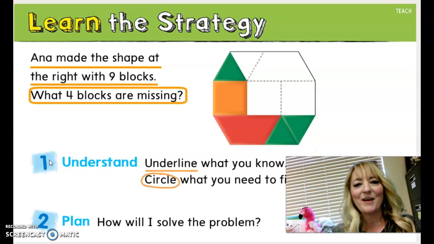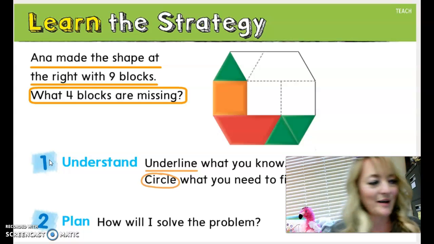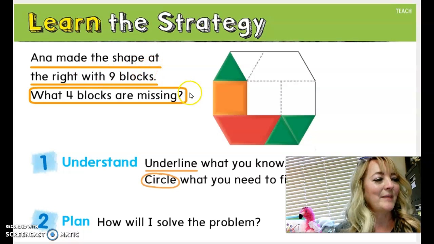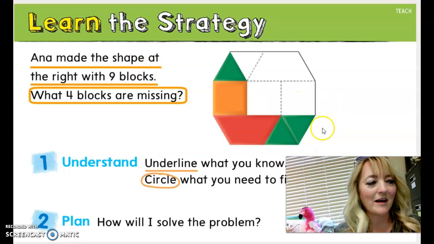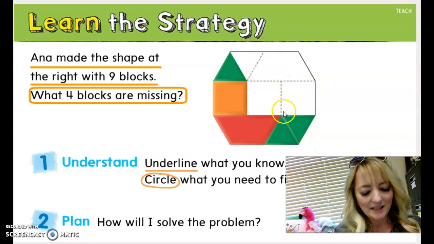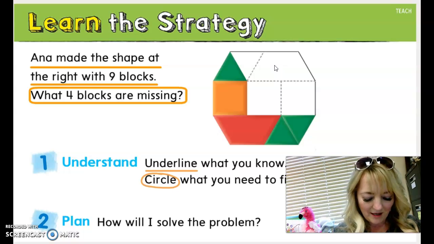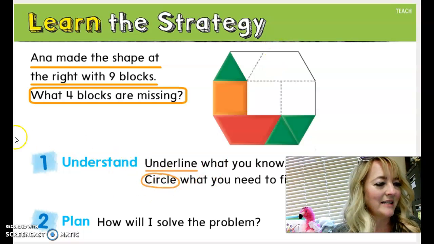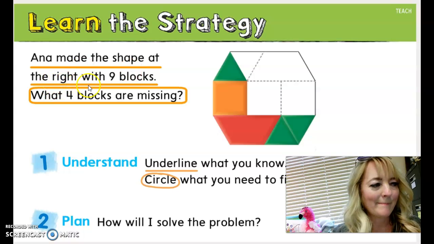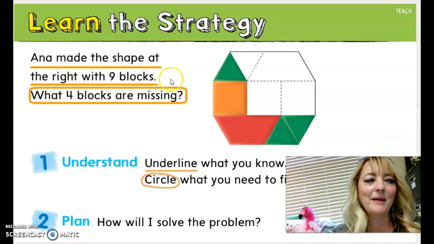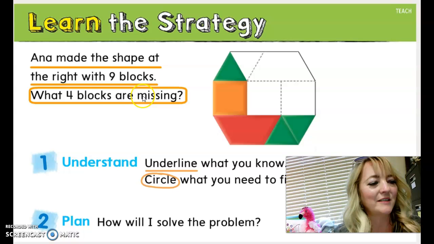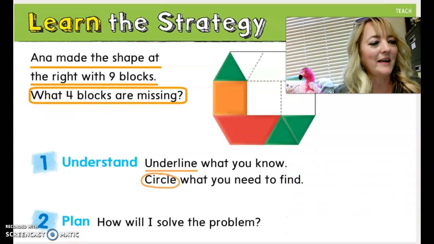Okay, now we're on our paper, so please don't forget to write your name if you're going to take them out of the bag to turn them in. So don't forget to write your name. Anna made the shape at the right with 9 blocks. What 4 blocks are missing? And they kind of drew these lines to help us right now. So it says, understand: underline what you know. So they underline Anna made a shape at the right with 9 blocks, and circle what you need to find. So we need to find what 4 blocks are missing.